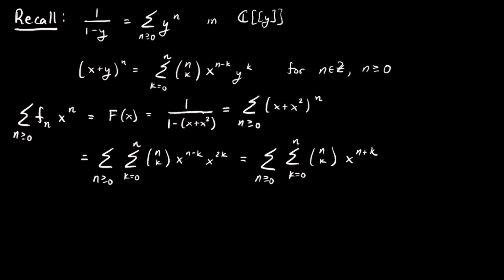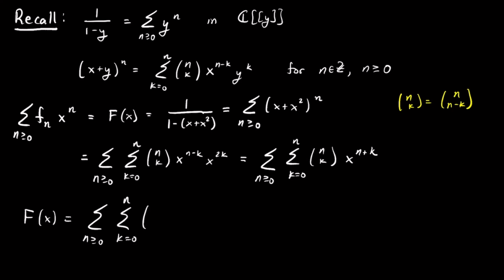Okay, and we'll need one more fact. We'll need to remember that n choose k is always equal to n choose n minus k. So I'm going to rewrite f of x in the following way. I'm going to get that f of x can be expressed as the sum, n bigger than or equal to 0, of the sum, k going from 0 to n, of n choose n minus k times x to the n plus k. And again, remember, this was originally defined to be f sub n, x to the n, where n was bigger than or equal to 0.